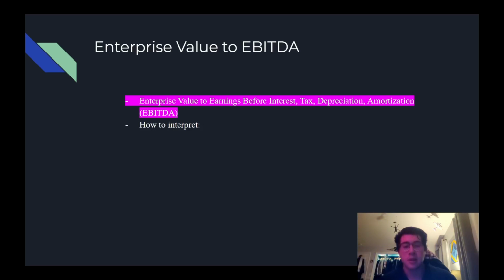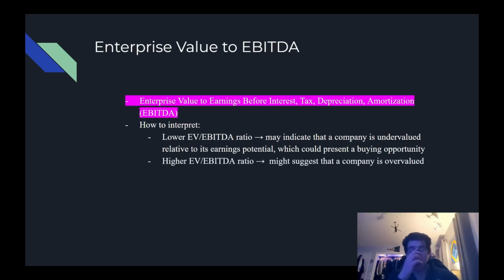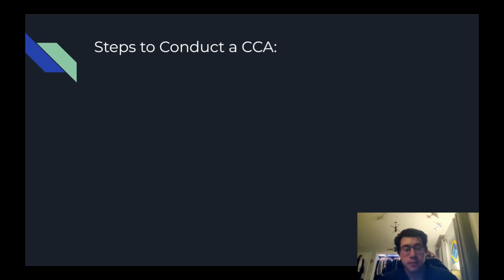And obviously, EBITDA stands for earnings before interest, tax, depreciation, and amortization. And how do we interpret this? A low ratio may indicate the company is undervalued relative to its earnings potential, which could present a good buying opportunity. And a higher ratio may suggest the company is overvalued.